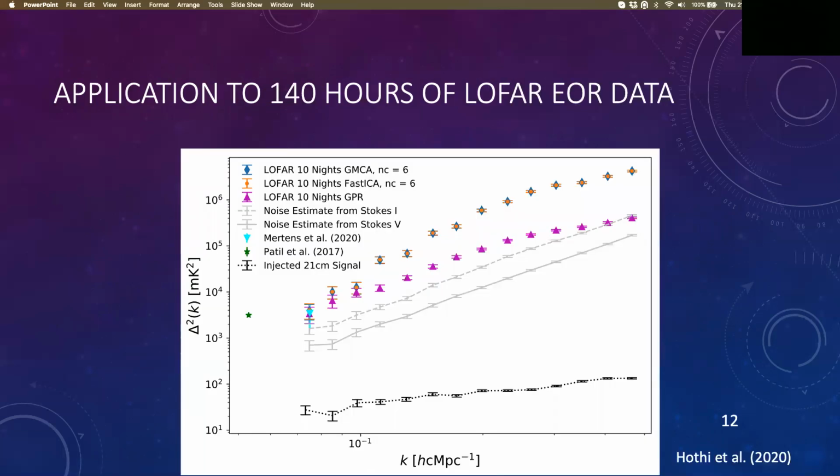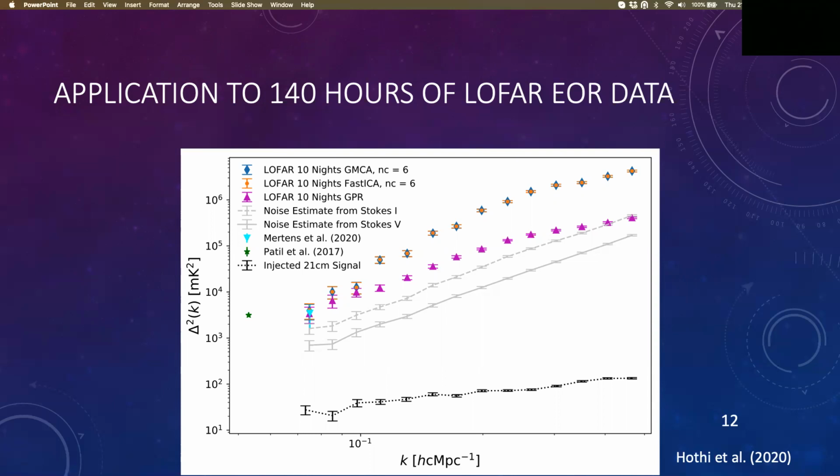So the first and most obvious thing to do would be to apply it to the most recent data. And we find that all 3 techniques, with GMCA and FastICA modeling the foregrounds with 6 components, recover the most recent LOFAR upper limit here. And so for the lowest of K modes, all 3 techniques perform pretty similarly, right? We've used our own application of GPR almost as a sanity check to make sure we're doing everything correctly. And so all 3 techniques at the lowest of K modes in a power spectrum perform pretty similarly.